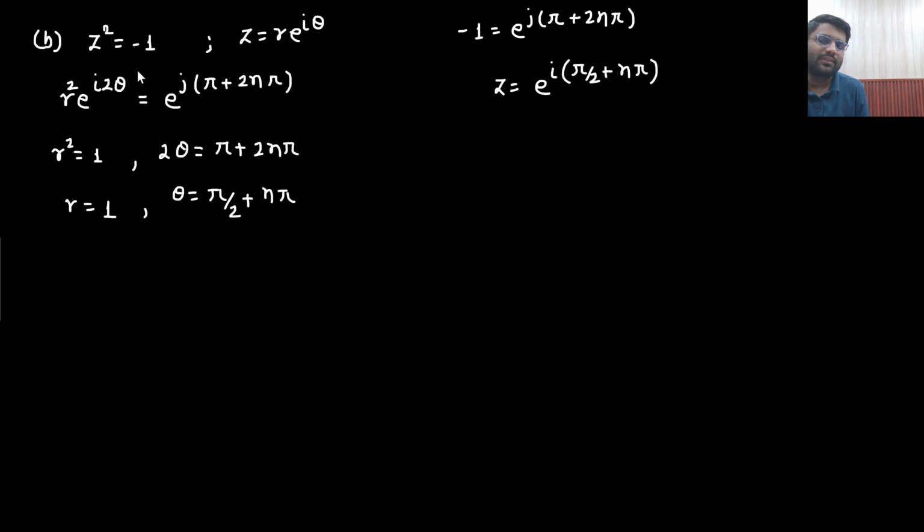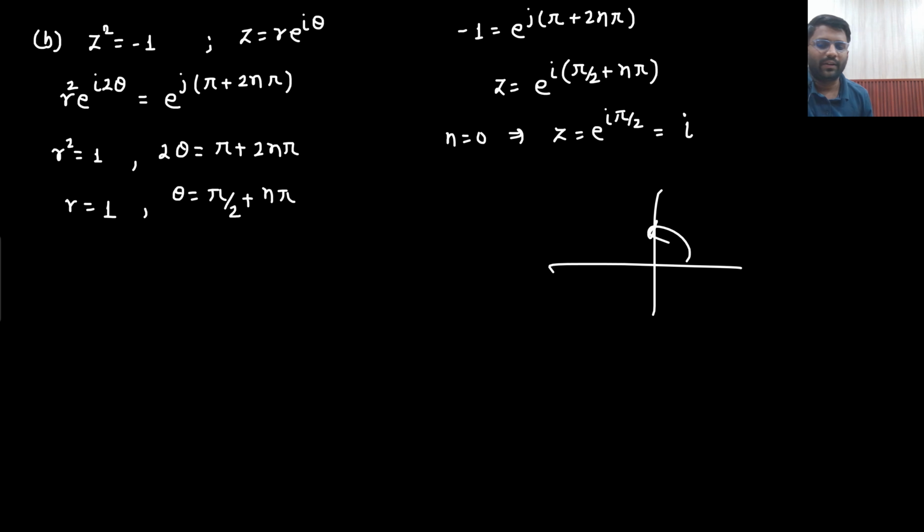Now I know that, sir, it is a quadratic equation, so two roots would be there. I will put n equal to 0. If I put n equal to 0, what am I getting? Z equals e to the power iota pi by 2. What is e to the power iota pi by 2? That is nothing but iota, making an angle of pi by 2, right?